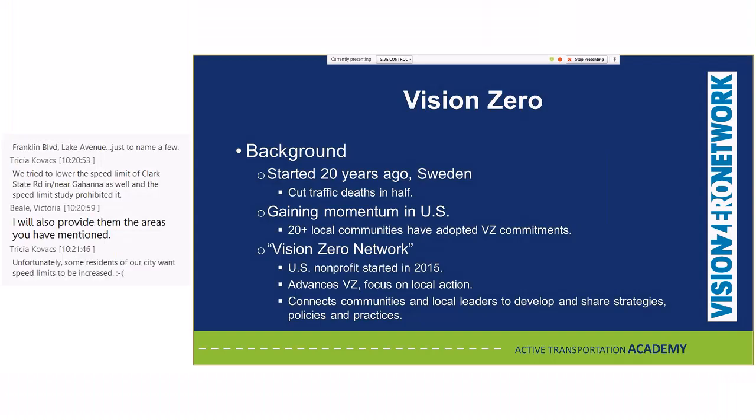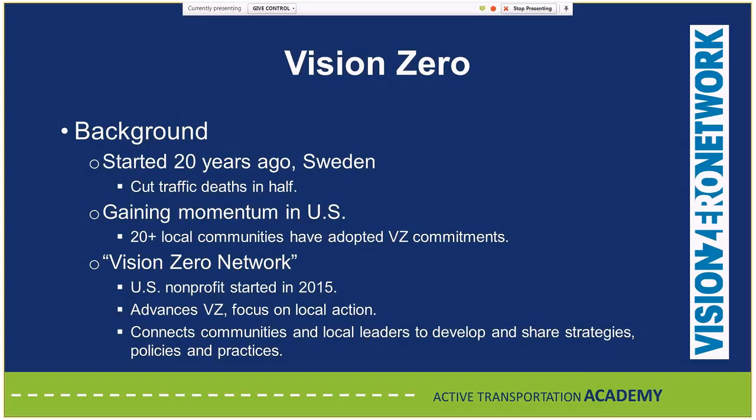So for Vision Zero, it first started about 20 years ago in Sweden, where Vision Zero efforts there have cut traffic deaths in half, even while mobility has increased. So this safe systems approach is now gaining momentum in the U.S., with more than 20 local communities adopting Vision Zero commitments between 2014 and about halfway through 2017. So it is gaining ground here, but it is a newer topic, and so that's one of the reasons we want to talk about this with our courses and our webinar today, is to get the word out about what this is and what you can do with it.